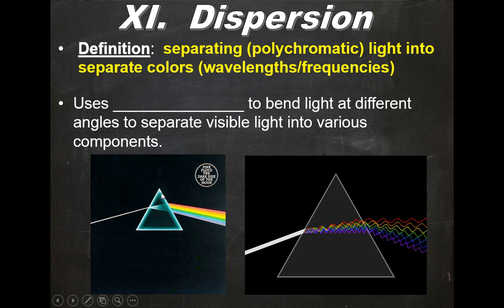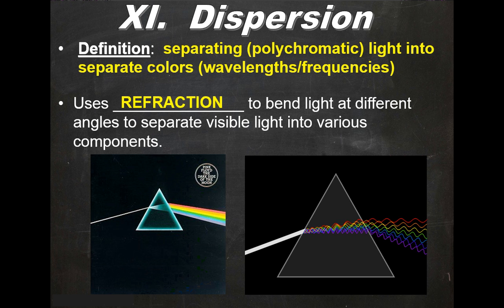and it strikes this glass triangle. We call this a prism. And when it goes into that new medium, it refracts. And so it changes its direction and changes its speed. And then it leaves that glass prism and it refracts again. And it's this double refraction pattern that actually changes the direction and the speed of each of these individual colors of the light, the white light, into the individual components of the white light. So we get the colors of the rainbow. So it uses refraction to bend light at different angles to separate visible light into its various components.